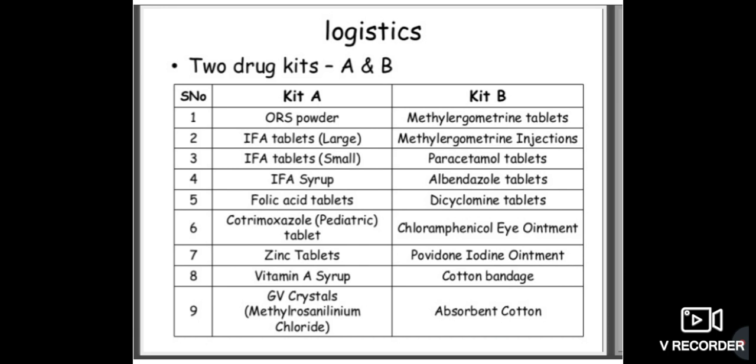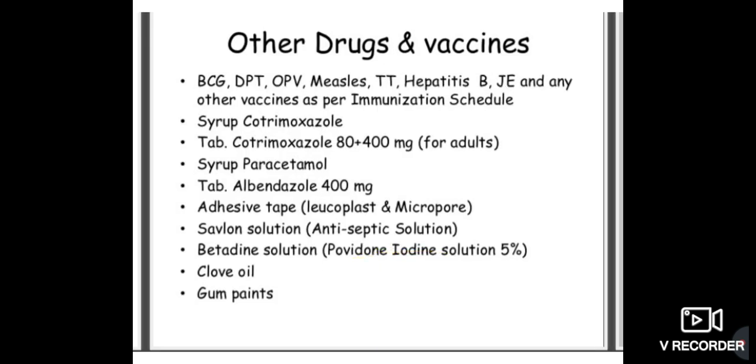These are some drug kits, kit A and kit B: ORS, IFA, folic acid tablets, syrup, cotrimoxazole, zinc, vitamin A. Why is zinc used? Especially for diarrhea and dysentery. Then GV crystals, absorbent cotton, albendazole. Kit B has all of these. The kits will be available in the subcenter. Then other drugs are also available in the subcenter.